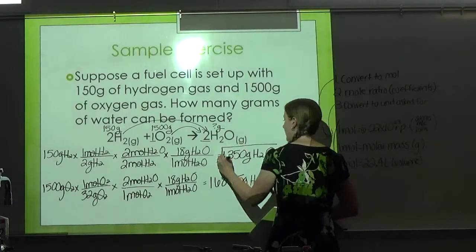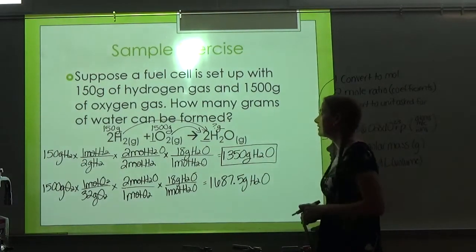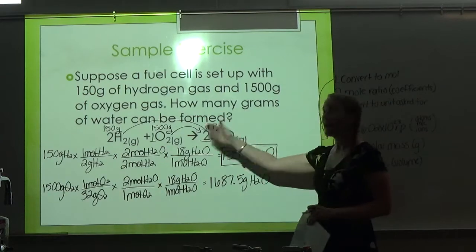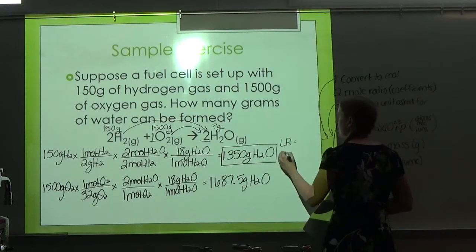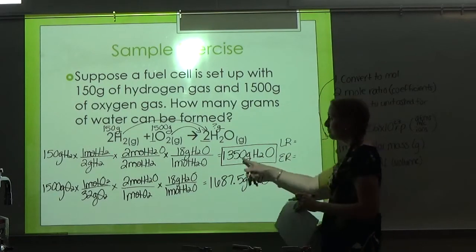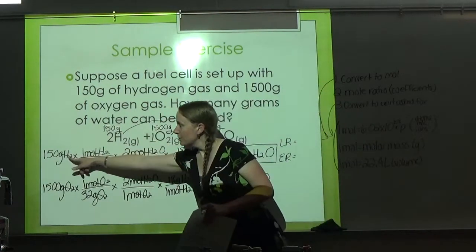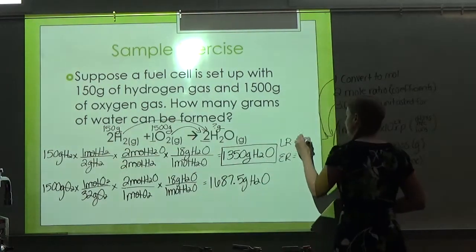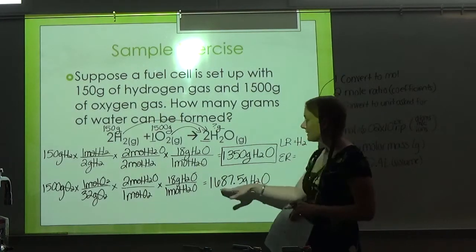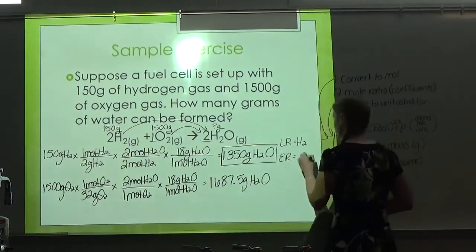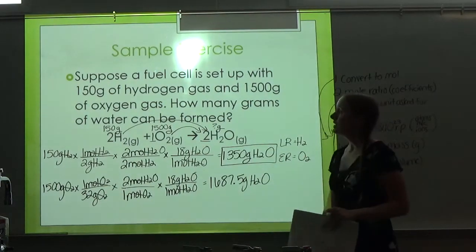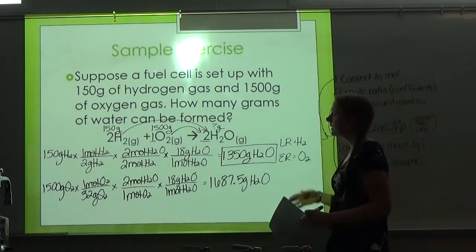So how much am I actually going to be able to produce? The lower amount, because once I get to 1,350 grams of water, I'm going to be out of hydrogen. So even though it didn't ask this, if it had asked for limiting and excess, remember, limiting makes the lower amount. So my limiting reagent will be hydrogen, and excess makes the larger amount. So my excess reagent would be oxygen, just like that. All right, so hopefully if you tried that one on your own, you got it right.